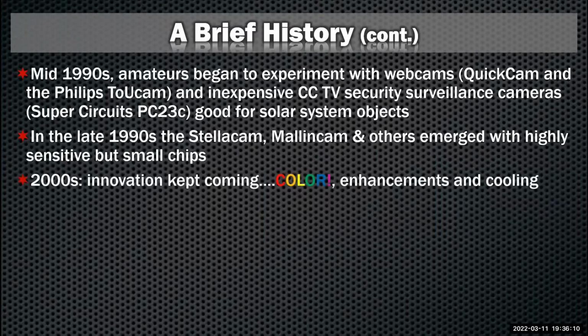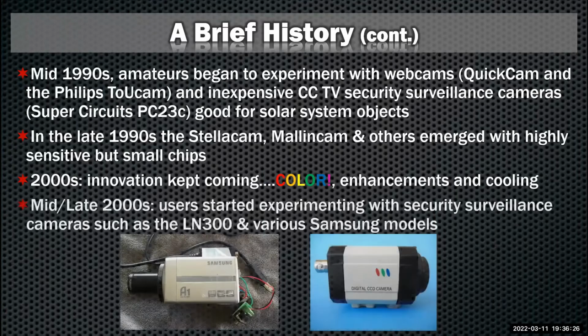In the 2000s, innovation kept coming. We started to see some cameras that had color. We saw some enhancements to the circuitry that allowed it to be a little bit more sensitive, and we saw cooling to reduce some of the noise, the electronic noise in some of these cameras.